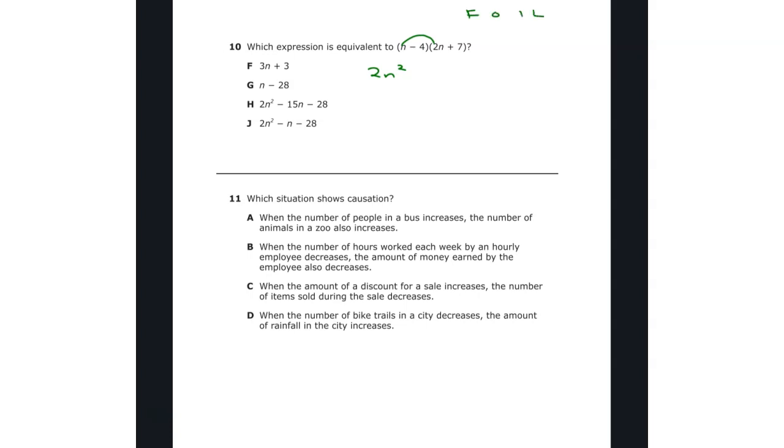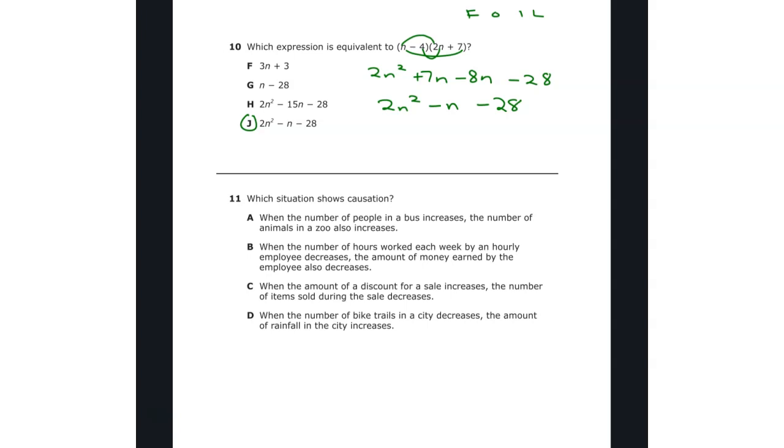So we use the outer terms now. N multiplied by 7, that is 7n. Now the inner terms, -4 multiplied by 2n is -8n. And then the last terms, -4 multiplied by 7, is -28. So this is going to be 2n squared, plus 7n minus 8n, which is minus n, minus 28. That's your answer right there.